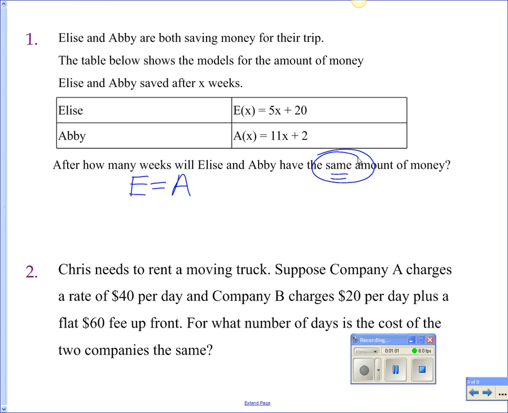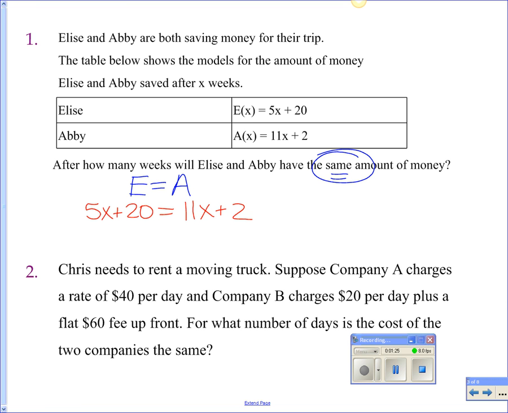Tyler, what did they give us for Elise's money? What function? Good. Blake, what function do they give us for Abby's money? Good. So I want to put 1 on the left side of the equals and 1 on the right side of the equals. And I put equals because it said same. So this is how I want you to set it up. Okay?